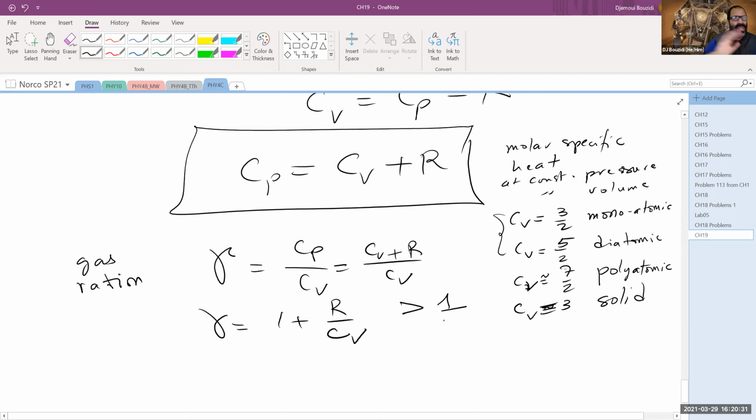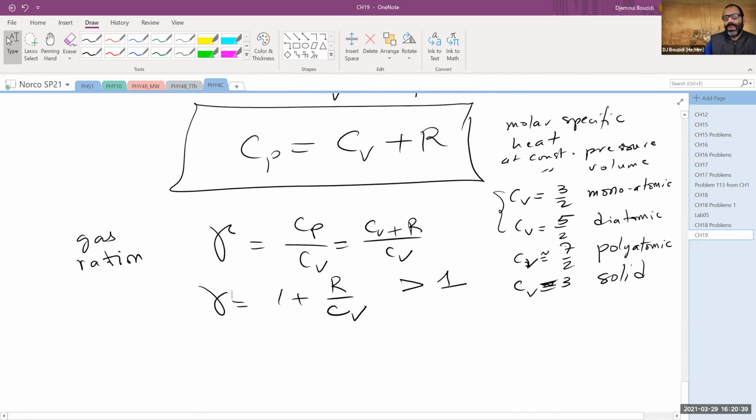Typical. I mean, it's not typical. It has to be more than 1. Okay? So that is something that you have to remember. So it's equal to, let's see how much it is equal to.